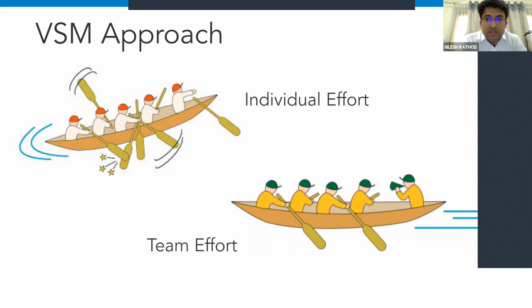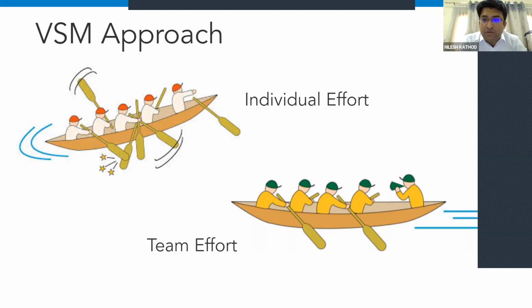So you can see here there are two pictures. In the first picture you can see individual efforts. So this is a boat and there are 5 operators which have blades. If you look at it, the number of blades varies from operator to operator, and the timing of exerting the forces is also different. They are not synchronized. So what will happen? As a result, they will not get the desired speed, and at the end they will not achieve their targets.